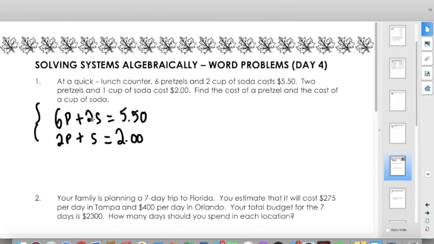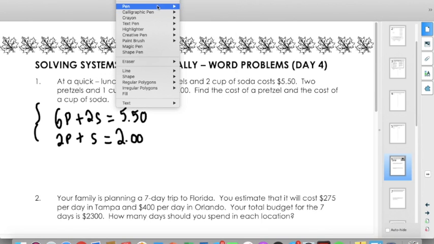I personally like elimination. I just find it's a little bit quicker than getting one of these letters by itself, substituting it back in, and then finding both variables. But if you like substitution, that's totally fine. I don't mind whichever one you use, whatever makes you happy, but you should know how to do both. But if you have a favorite, that's good.